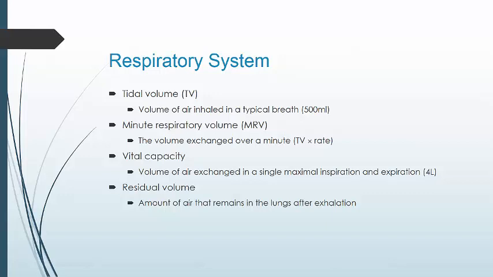So the difference between 350 milliliters and 150 milliliters is quite a big difference when we're looking at volume of air coming in. Now, your minute respiratory volume is just the volume that's exchanged over 1 minute. So you take your tidal volume times the respiratory rate. Vital capacity is the volume of air at a single maximal inspiration and expiration. That's about 4 liters. So that's like expanding your lungs as far as you can. And then residual volume is the amount of air that's going to stay in the lungs after each exhalation. And that's going to be about 1.2 liters on average.